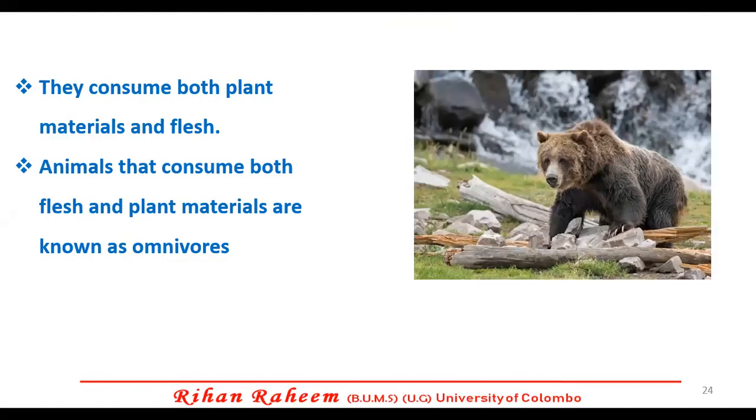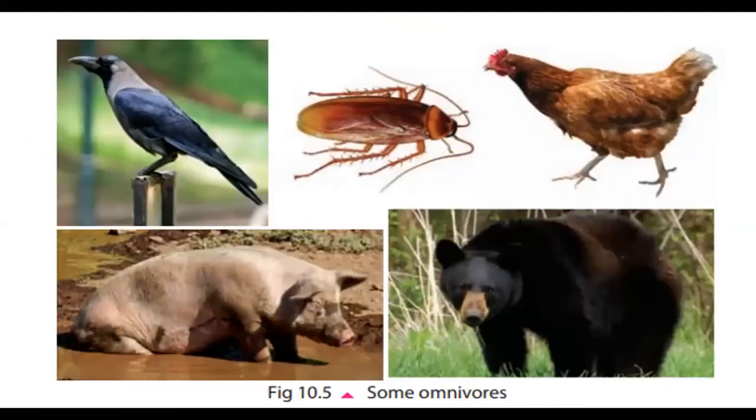Sometimes bear. Bear falls under two categories because sometimes it's eating fruits and sometimes it's eating the flesh. They consume plant materials and flesh. These animals that consume both flesh and plant materials are known as omnivores. Okay, those are the omnivores. So we have studied all those in the book. They have given this example, chicken.